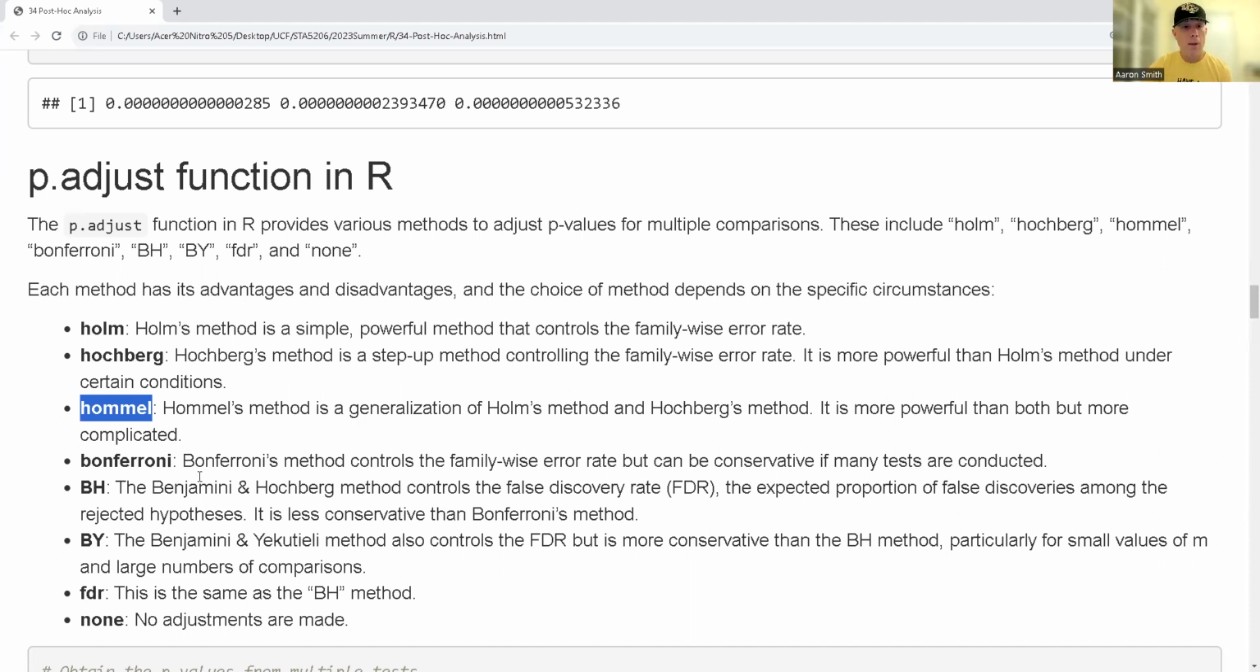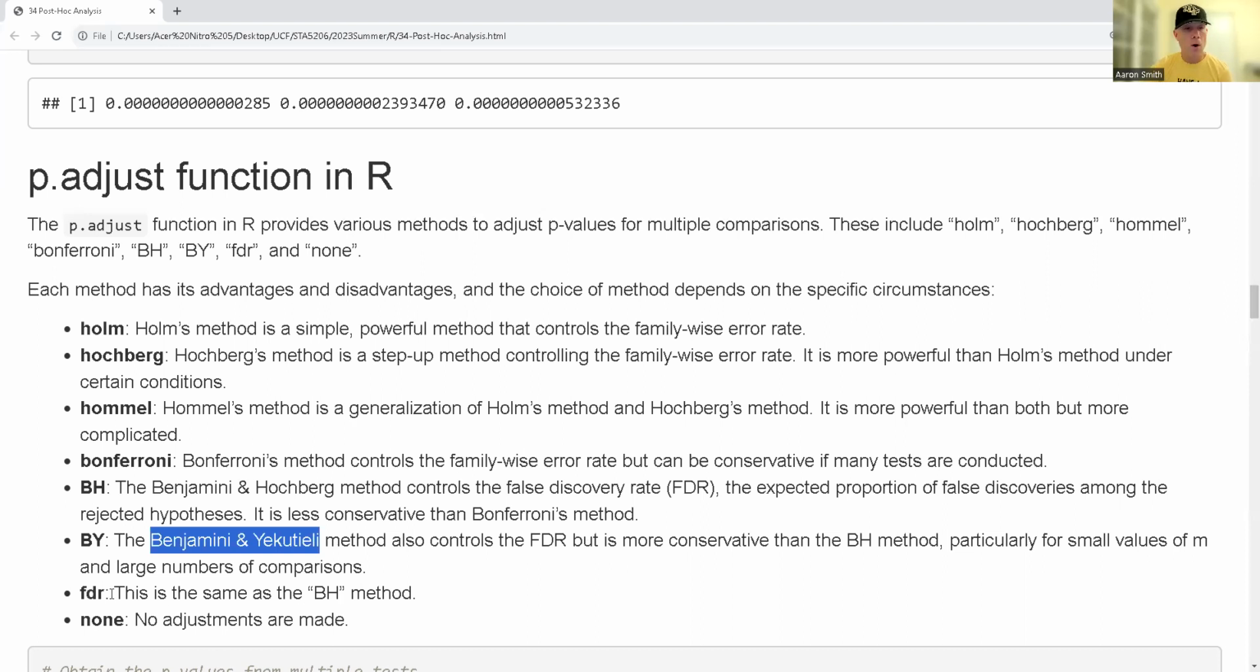Now, Bonferroni, this method controls the family-wise error rate, but it's very conservative if we're doing a lot of tests. Now, the Benjamini and Hochberg method controls the false discovery rate, FDR, the expected proportion of false discoveries among the rejected hypotheses. It's less conservative than Bonferroni's method. And then Benjamini and Yekutieli, I don't know how to say that method, also controls the false discovery rate, but it's more conservative than the BH method, particularly for a small number of tests, and when there's a large number of comparisons.